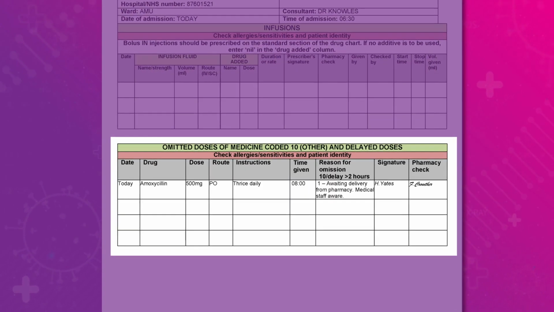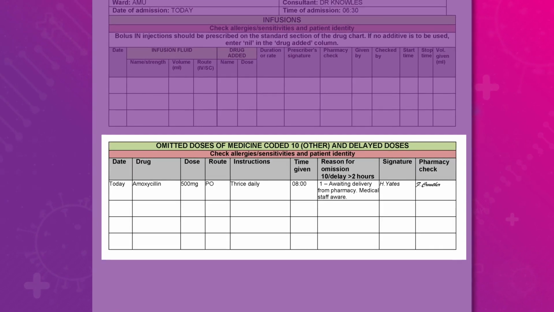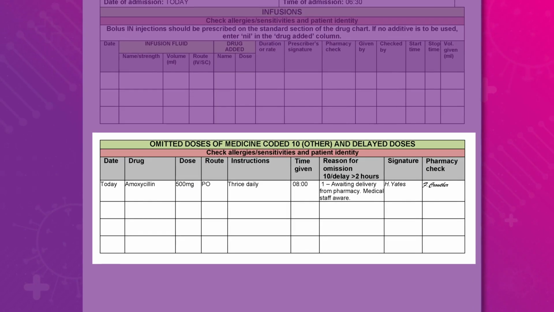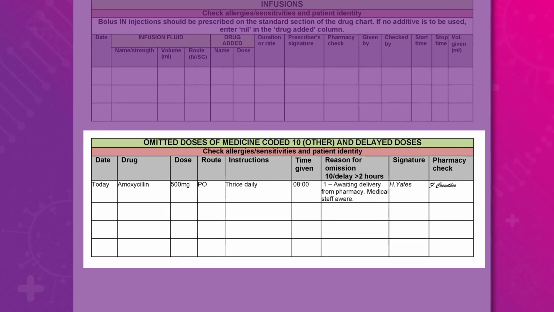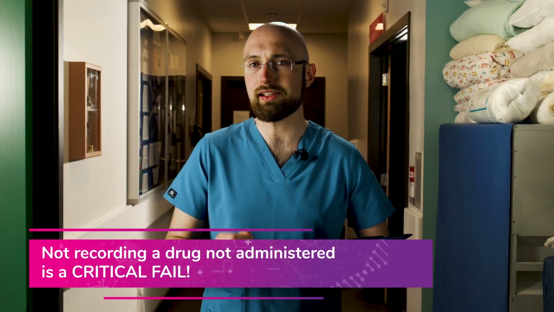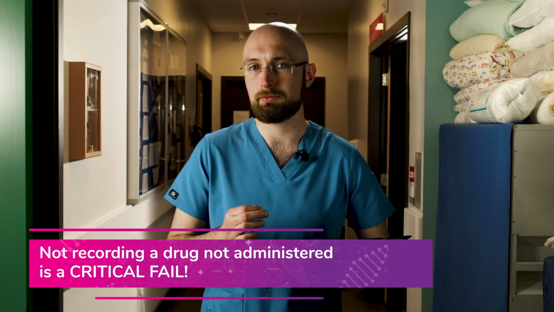Ensure you pay attention to the drugs not administered part of the MAR. If, for any reason, you decide not to give a patient a medication that they are due, this should be recorded in this section of the chart. It's very important so that the next nurse is also aware of your clinical decision. If you do not do this, it is a critical fail.